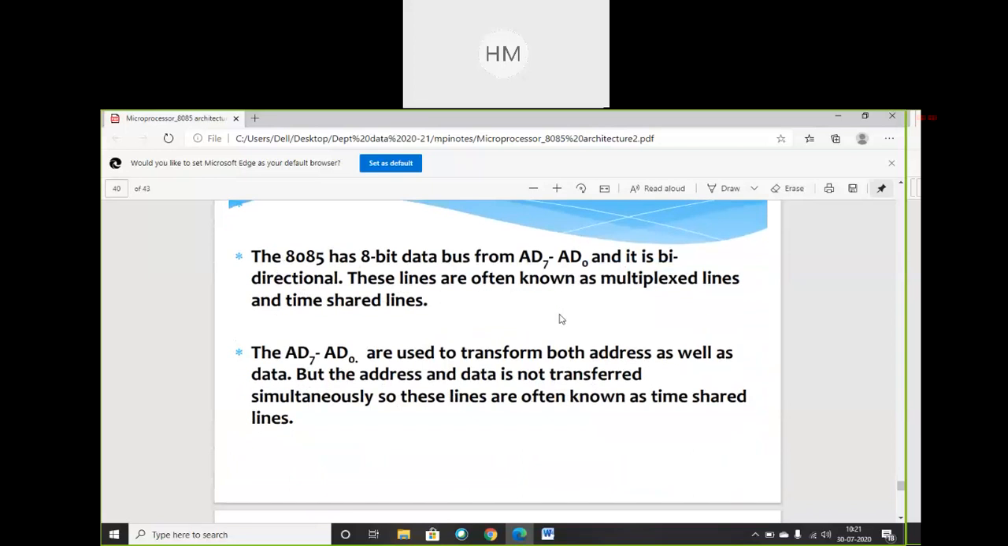Data bus: the 8085 has an 8-bit data bus from AD7 to AD0. I explained the logic of AD7 to AD0 in the previous lecture. These lines are often known as multiplexed lines or time-shared lines. AD7 to AD0 are used to transfer both address as well as data, but the address and data are not transferred simultaneously. This is a very important point. So these lines are often known as time-shared lines. Is it clear?